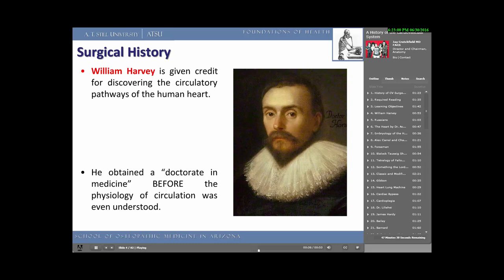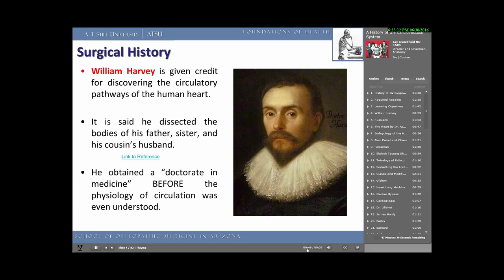It's said that he dissected the bodies of his own father, his sister, and a cousin's husband in order to learn more anatomy and how the circulatory system works. Please click on the reference which I've given you here as an active link, which will tell you more.